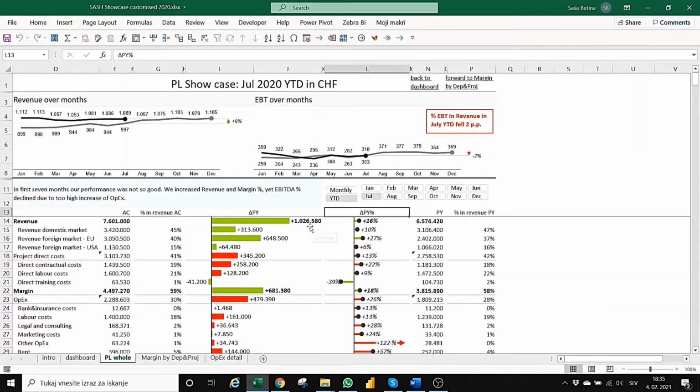For example, here we can see that our revenue grew a lot and that this is mainly due to higher revenue in the EU market, also due to higher revenue in the domestic market, but not so much in the USA. Then we can also see that our margin grew more than operating expenses, which means that we are on a good way to increase our profit. So I hope here everything is clear. So now let's go back to the dashboard and explain it.